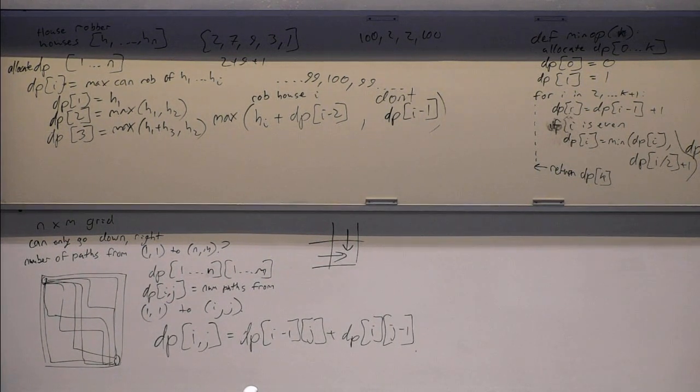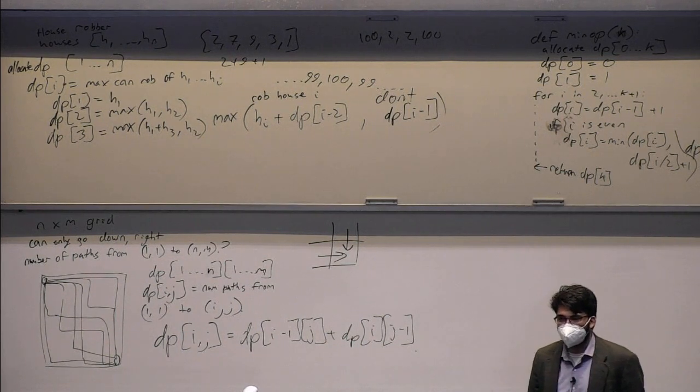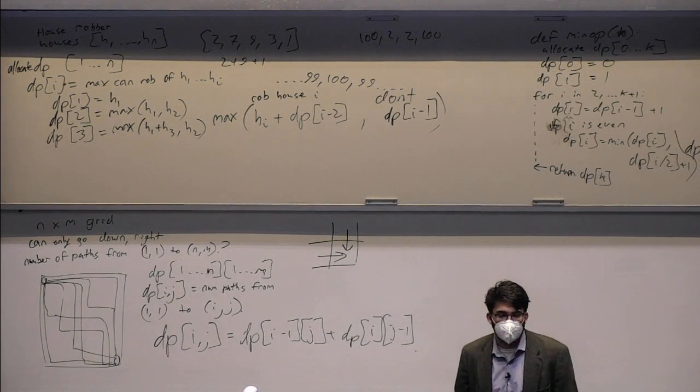What did we do again here? We simply rewound the clock one step and considered what the last thing we did was. That's going to be the recurrence. So you're going to simply look at all the ways you can reach i, j. You can only come from above and to the left. So you simply sum those two elements of your memory structure.